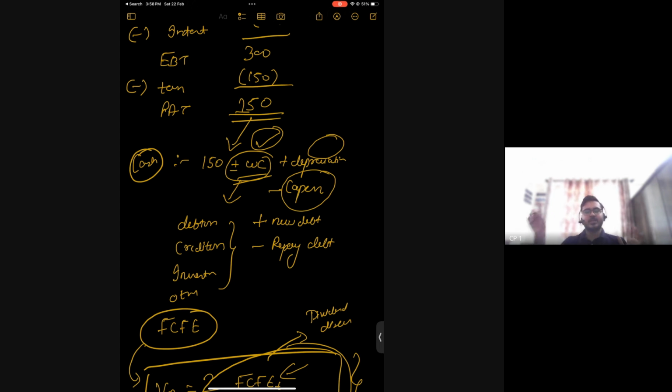If you just remember D1 by RE minus G, I think that solves more or less everything else that we need to remember. Or maybe two: D1 by RE minus G and D_t by (1 plus RE) whole to the power t, sigma t goes from 1 to N. If you remember these two formulas, you don't have to remember anything else from this chapter.